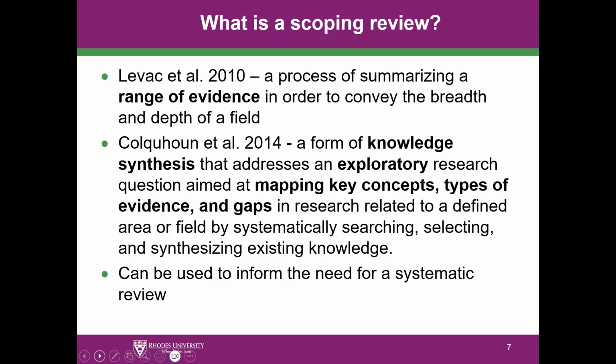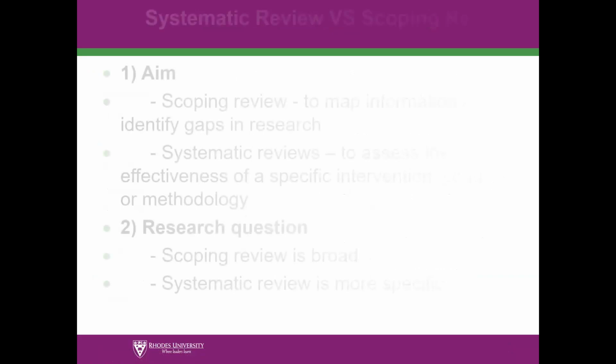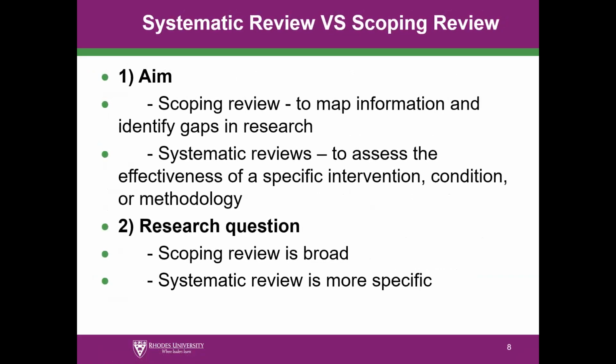What has also been discussed at length is that a scoping review can allow you to eventually develop a systematic review. And we'll speak about why that is possible. It is possible because when you look at the aims, a scoping review mainly tries to map out a range of information and show the gap in the research, whereas a systematic review will normally be there to assess effectiveness either of an intervention, a condition, or a methodology used.